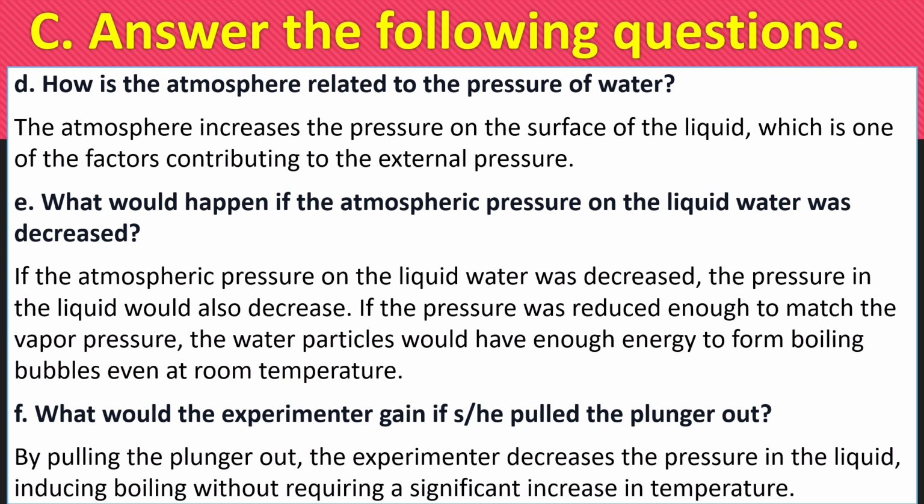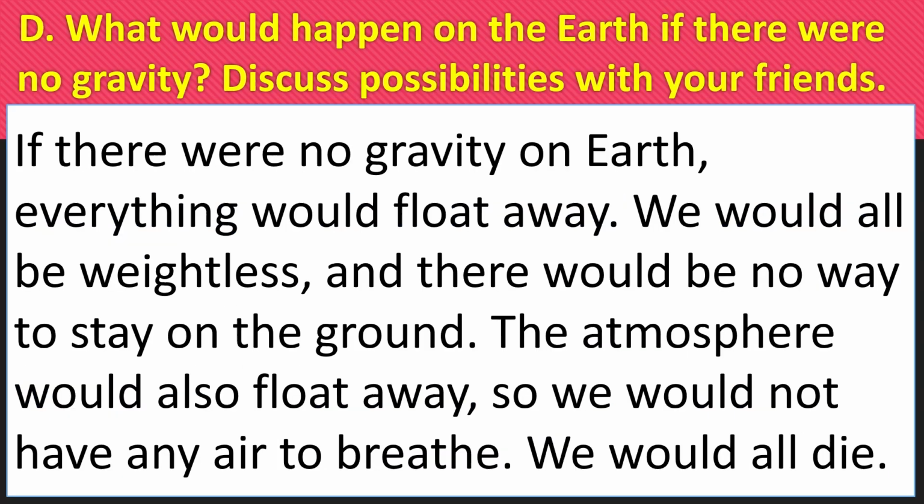E. What would happen if the atmospheric pressure on the liquid water was decreased? If the atmospheric pressure on the liquid water was decreased, the pressure in the liquid would also decrease. If the pressure was reduced enough to match the vapor pressure, the water particles would have enough energy to form boiling bubbles even at room temperature. F. What would the experimenter gain if he pulled the plunger out? By pulling the plunger out, the experimenter decreases the pressure in the liquid, inducing boiling without requiring a significant increase in temperature.